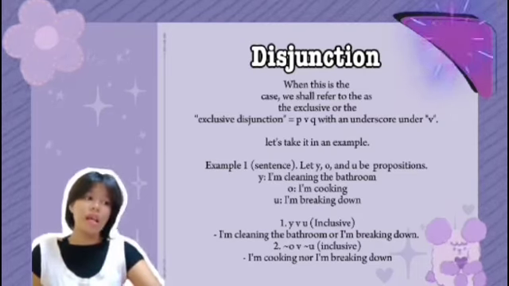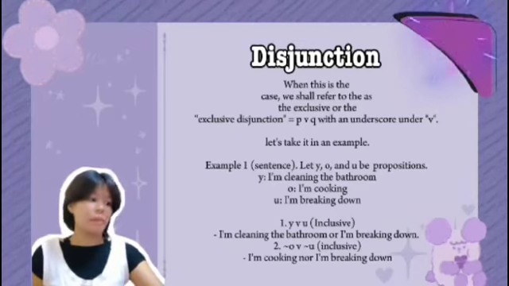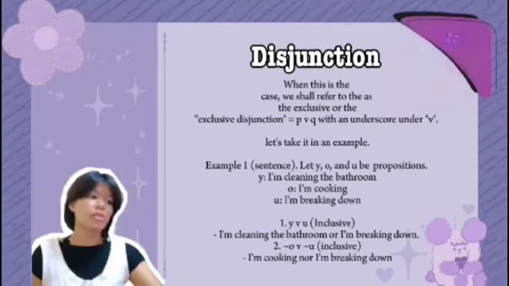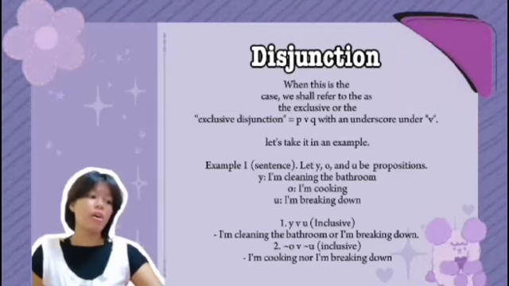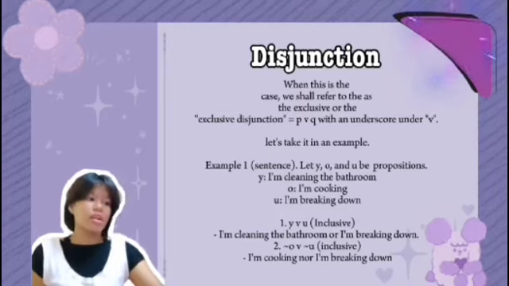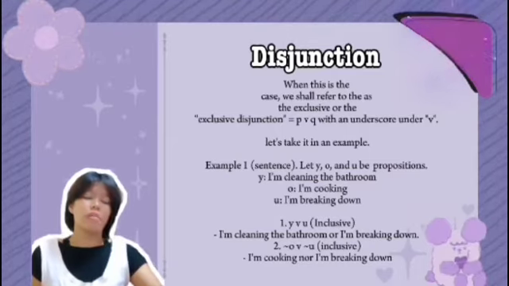Example 1. Let Y, O, U be propositions. Proposition Y: I'm cleaning the bathroom. Proposition O: I'm cooking. Proposition U: I'm breaking down. Number 1, Y or U, inclusive: I'm cleaning the bathroom or I'm breaking down. Number 2, negation O or U, inclusive: I'm not cooking or I'm breaking down.